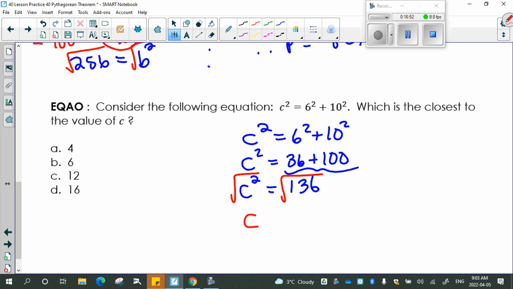Four. Nope. 11.7. So 12. So 12. Okay. And it says which is the closest to the value of C. And one of these answers will be if you have subtracted the 100 minus 36. Okay.